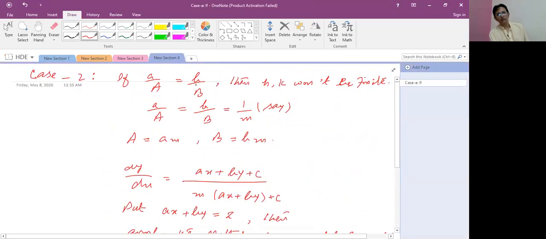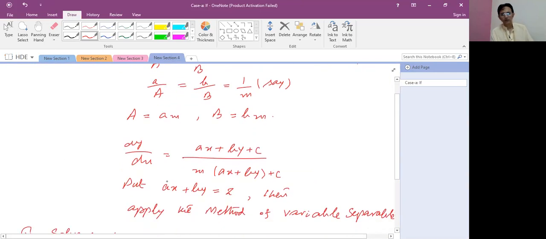if a upon A, which is equal to b upon B, then h cube will not be infinite. So a upon A, which is equal to b upon B, which is equal to 1 upon m, we say. It means if we find the value of a, taking the reciprocal on both sides, a is equal to A m, small a, b is equal to small b m. Then dy over dx is equal to, if it will be converted, ax plus by plus c and m multiplied by A of x plus c. In the next step, when we consider ax plus by, which is equal to z, it means we substitute this value and replace the value. Then apply the variable separable method.